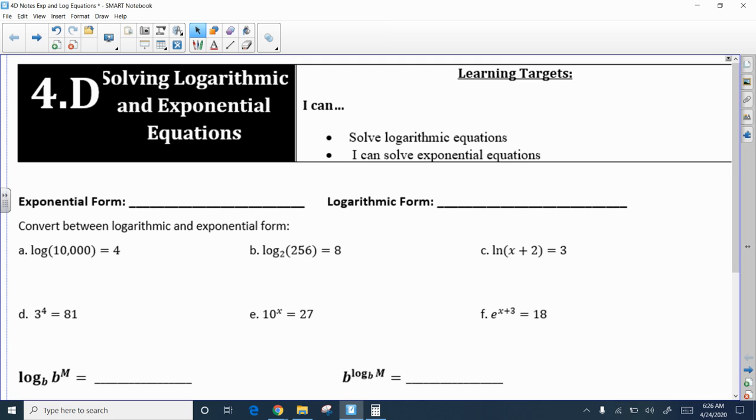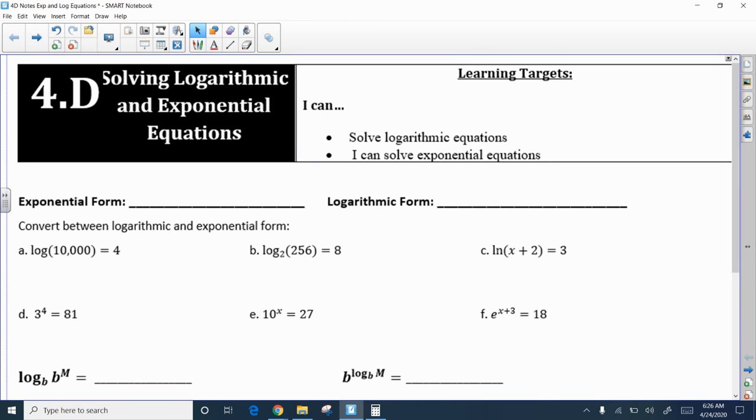Good morning, everybody. We are going on to our next section today, 4D, solving logarithmic and exponential equations. Those are the two learning targets: I can solve logarithmic equations and I can solve exponential equations.